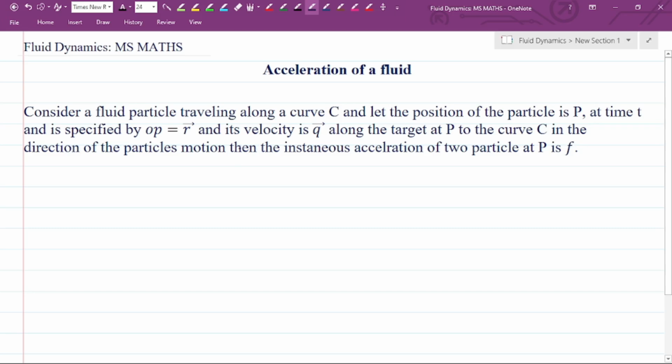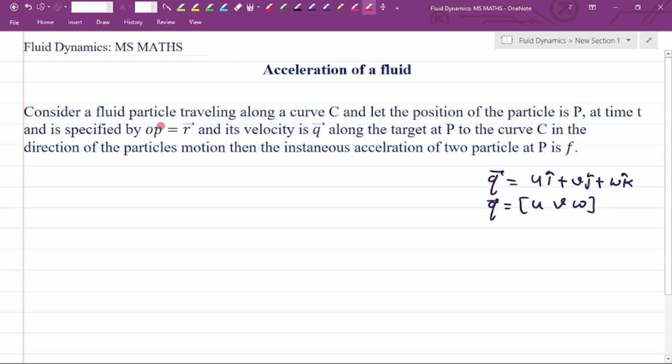In this video, we are going to discuss the acceleration of the fluid. In the previous video, we already discussed what the velocity component is. Basically, the velocity component is the q vector, that is u i cap plus v j cap plus w k cap. Then we can also write this velocity as u, v and w. In this lecture, we'll discuss the acceleration of the fluid.